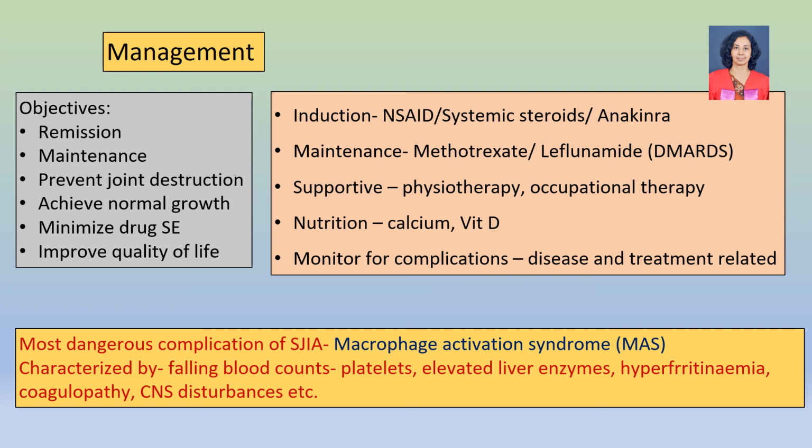While we are treating a patient with systemic onset of JIA, we need to be aware of the most dangerous complication, which is the macrophage activation syndrome. Macrophage activation syndrome is characterized by falling of blood counts which were initially elevated, falling counts of platelets, and at the same time elevation of liver enzymes, marked hyperferritinemia going into many thousands, evidence of coagulopathy, and sometimes CNS disturbances. If a child who is being treated for systemic onset JIA develops these clinical features and laboratory investigation findings, we have to be very careful because macrophage activation syndrome carries a very high mortality and needs vigorous treatment.